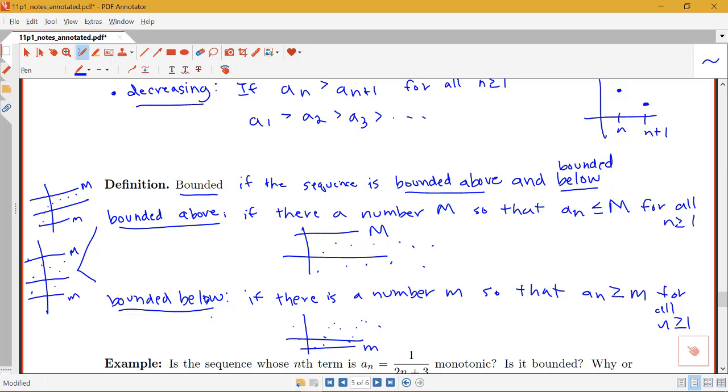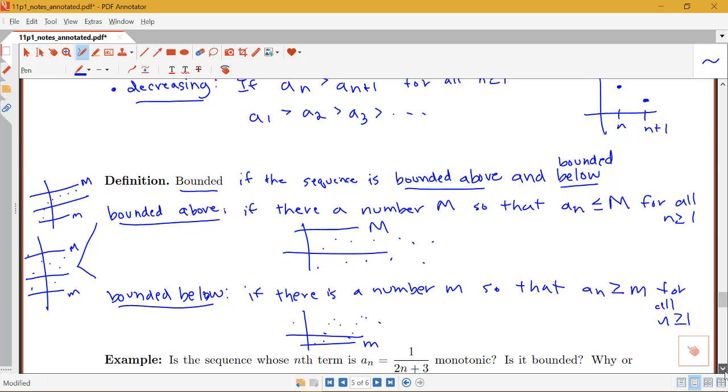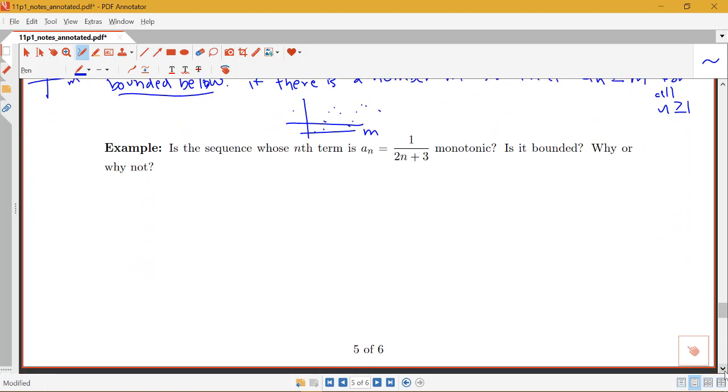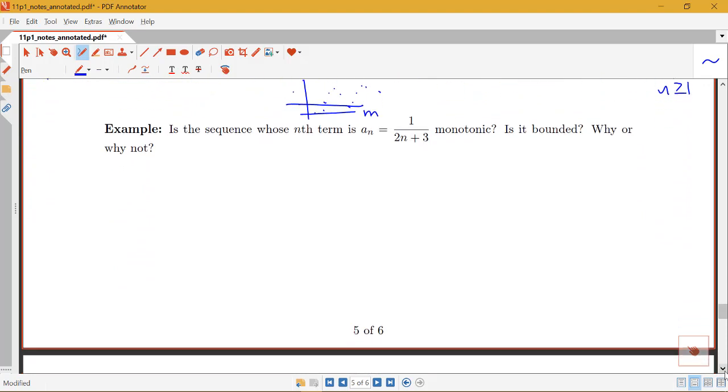Let's look at some examples on how we can determine if a sequence has some of these properties. Our first example is the sequence whose nth term is a_n equals 1 over 2n plus 3. Is it monotonic? Is it bounded, and why or why not? Remember the question, is it monotonic, is saying, is it increasing or decreasing?